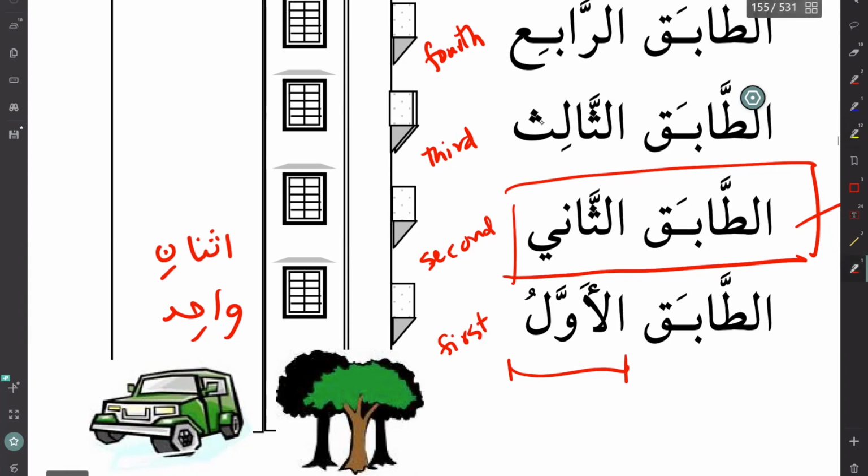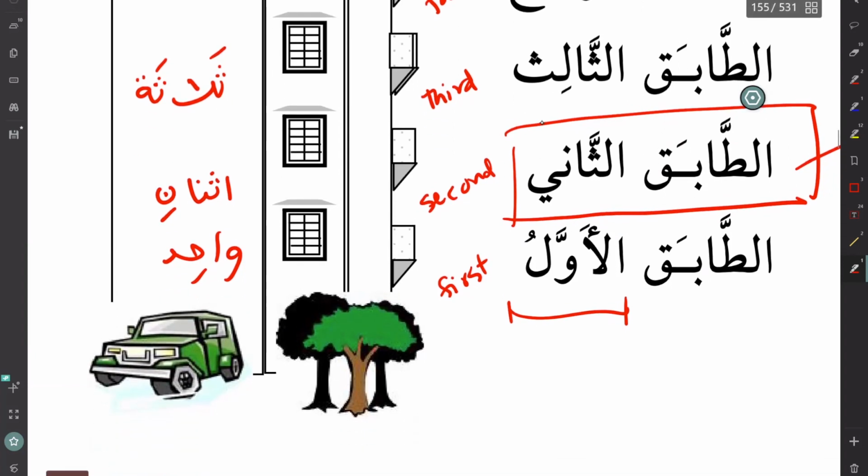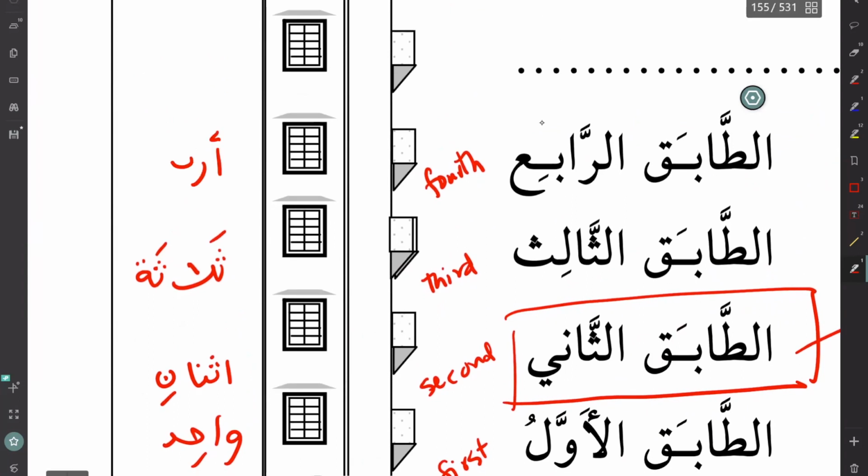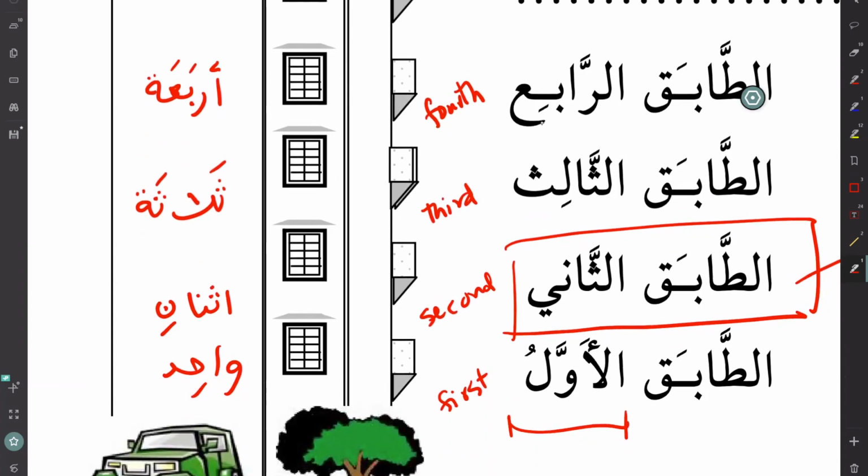So let's see if we can figure something out. So how do you say three in Arabic? You say thalatha. Okay, and how do you say third? Thalith. Thalatha is three, and thalith is third. Ithnan is two, and thani is second. Okay, so how do you say four? Arba'a. Arba'a is four, and how do you say fourth? Rabi'. Okay, so that looks like there's some kind of pattern. So you say thalith, rabi', thani.